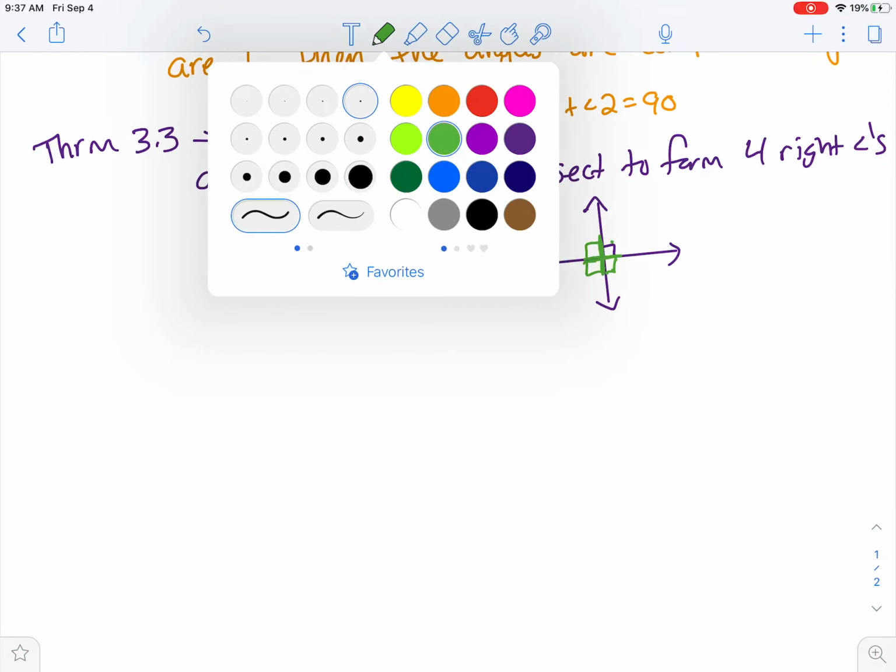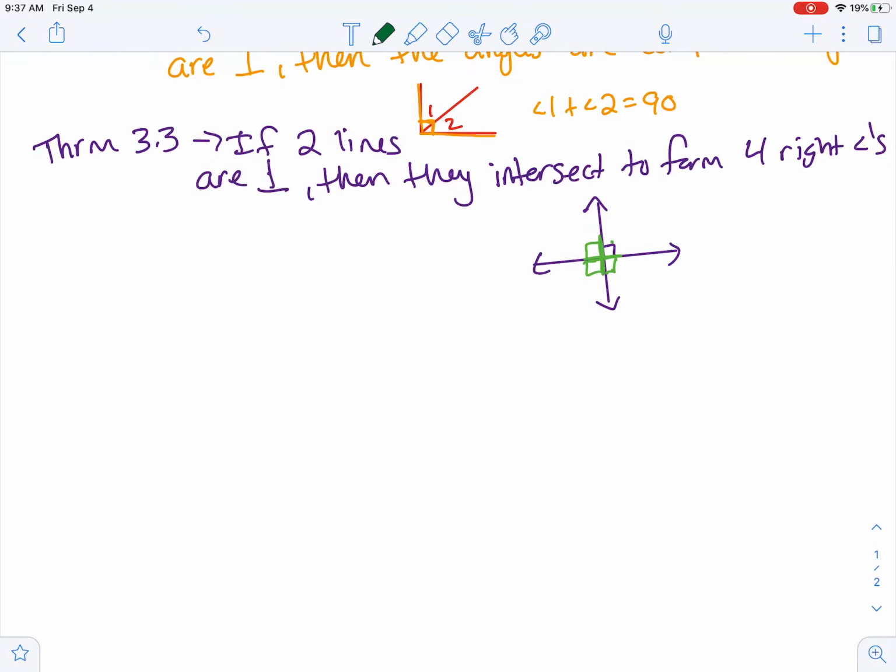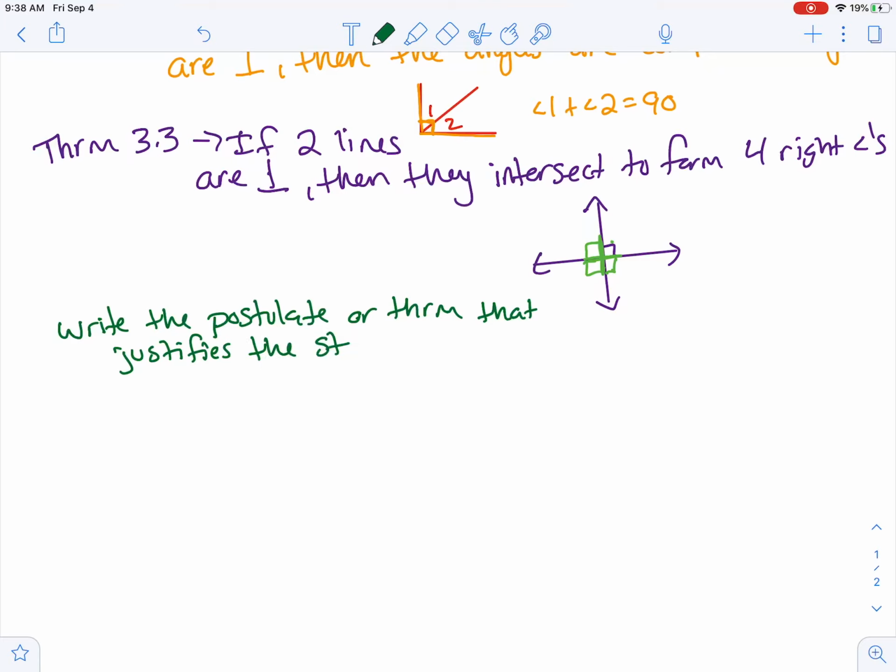So, first one. The directions are going to look like this. Write the postulate or theorem. So other definitions and theorems that you've learned are fair game that justifies the statements. Okay, so the first one I'm going to give you. Here's your picture. We have angle 1 and angle 2. So why can I say, or can I say, angle 1 is congruent to angle 2?